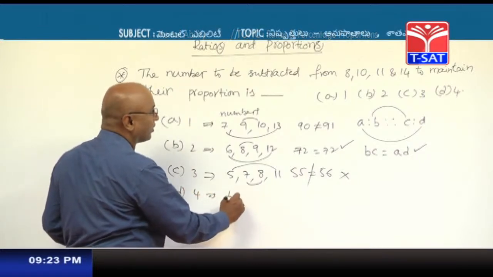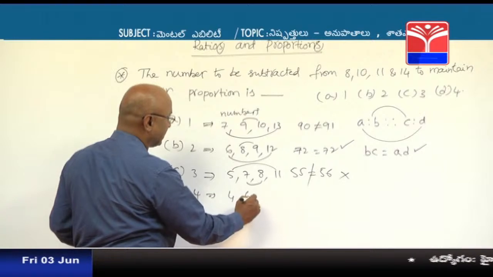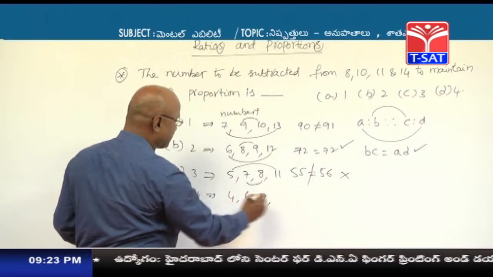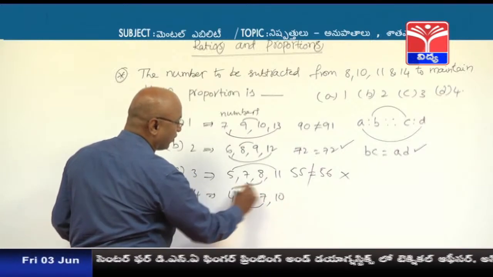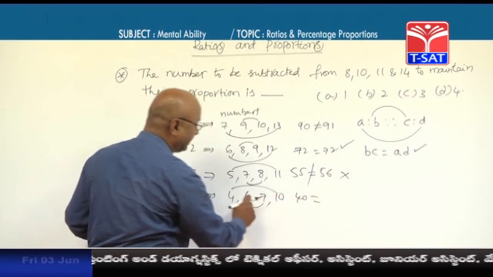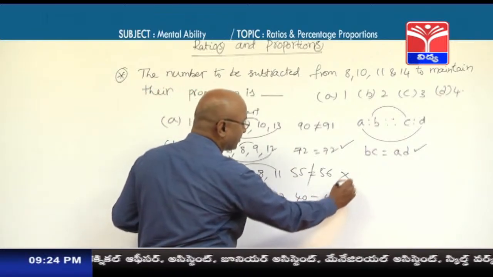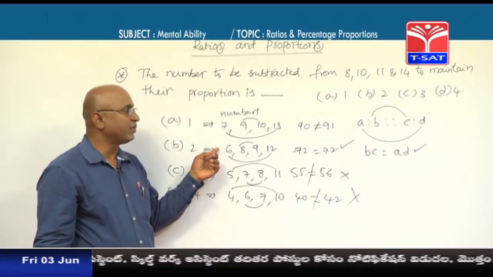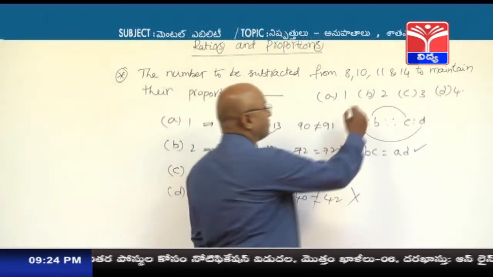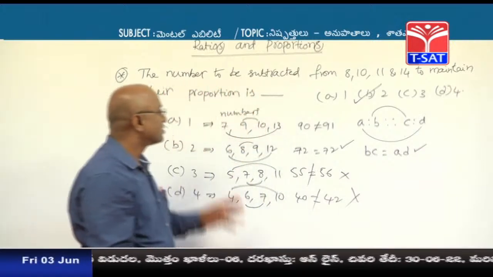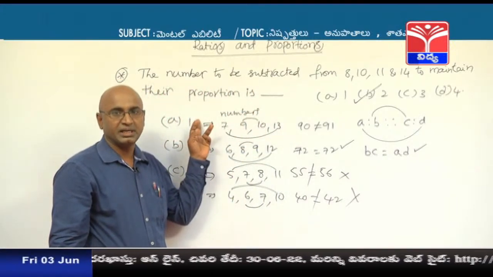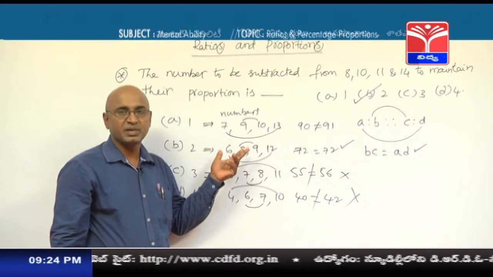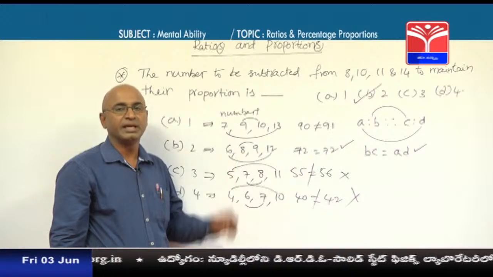8 minus 4 is 4, 10 minus 4 is 6, 11 minus 4 is 7, and 14 minus 4 is 10. 4 10s are 40 and 6 7s are 42. So it is also wrong. So option B, 2, is the answer. In order to find out whether they are in proportion, we must check that BC equals AD, that is nothing but the product of means is equal to product of extremes.